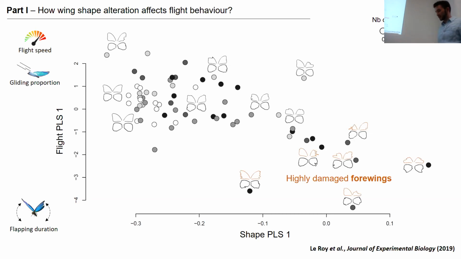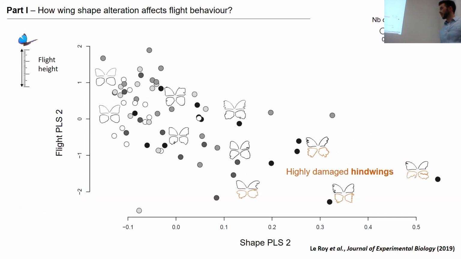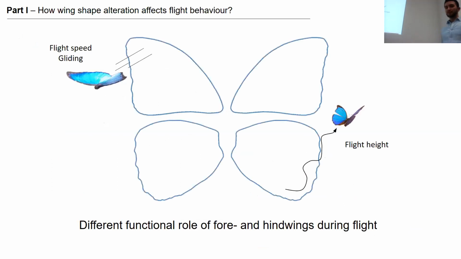Interestingly, I found another pattern of covariation between wing shape and flight, but this time most of the variation in damage was located on the hindwings, and this was associated with variation in flight heights. So the more the hindwings were damaged, the lower the butterfly was flying. So this suggests that the hindwings may be helpful to increase flight heights. But together, these results point at different functional roles of fore and hindwings during flight.